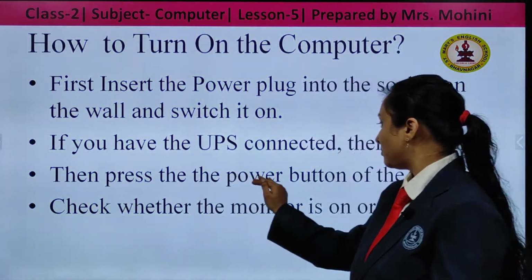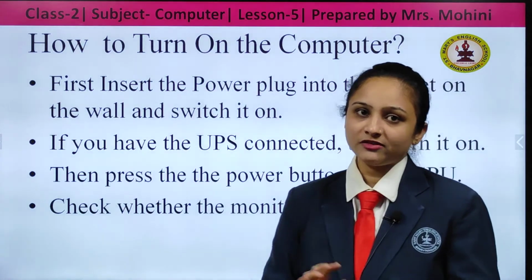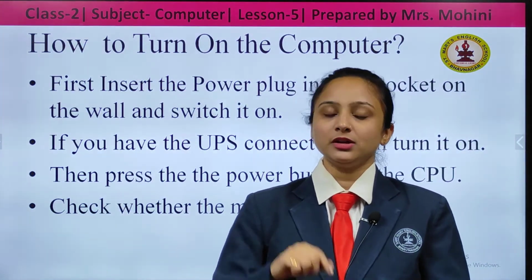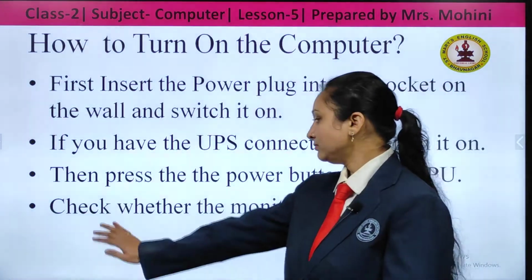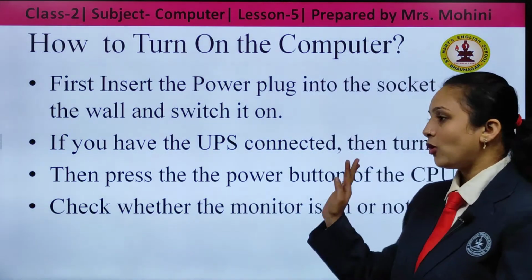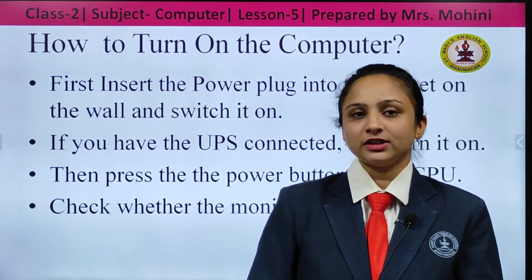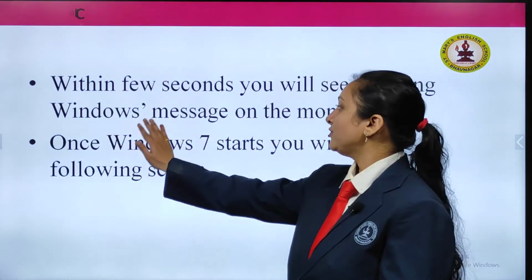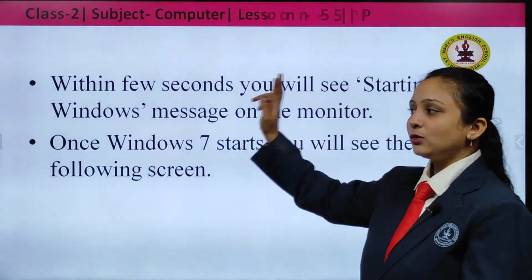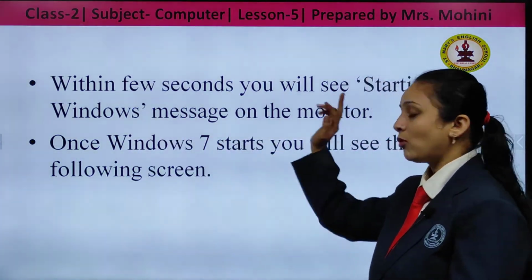Then press the power button of the CPU. Now we have a CPU with our computer, and on it we have a power button that we have to switch on. Check whether the monitor is on or not. If it is off, then you have to turn it on. Now what is the next thing? After a few seconds, you will see a starting Windows message on the monitor.